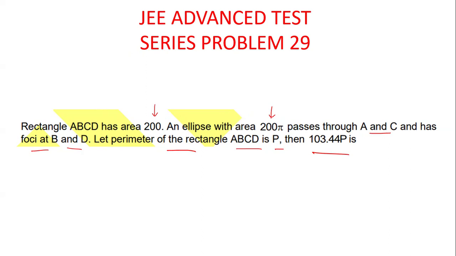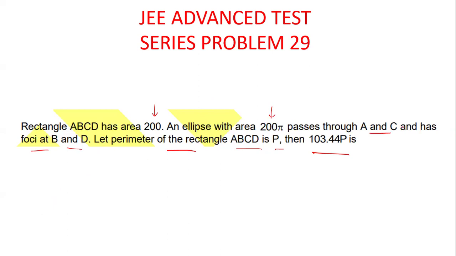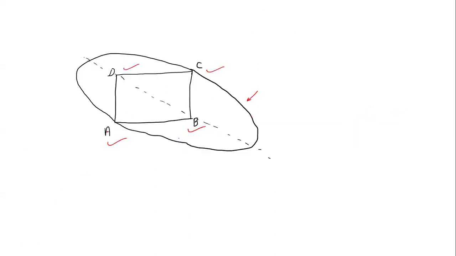So let's see how we can solve this. We have one rectangle which is ABCD, and we have one ellipse which is this. This ellipse passes through the points A and C and has foci at B and D. So this is the major axis of the ellipse and these are the foci of the ellipse, B and D.